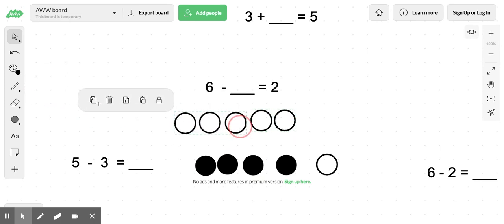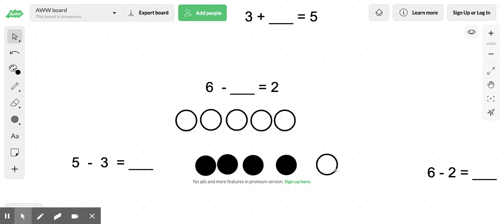To answer this question, 6 subtract blank gives us 2. First thing we're going to do is find the total. The total is 6, so we're going to draw 6 circles or squares, whatever you prefer. We draw our 6, and then we're going to decide, well, what do we do? How many are we going to color in? Well, we know there's 2 in total, so that means we can color in 2 of the circles.